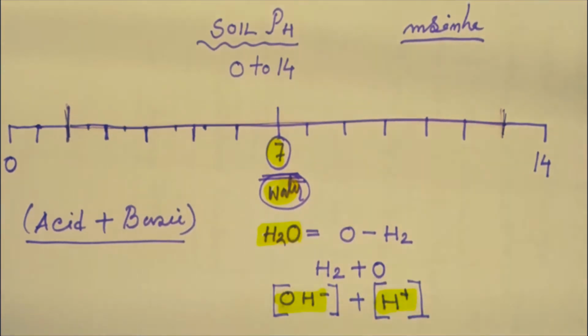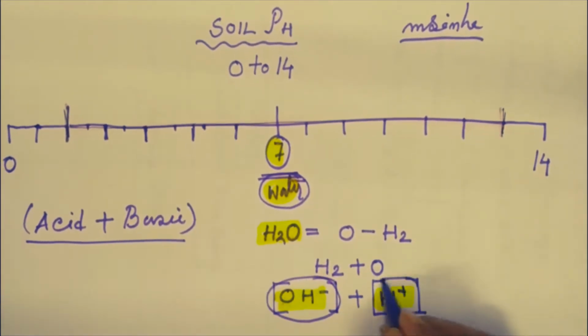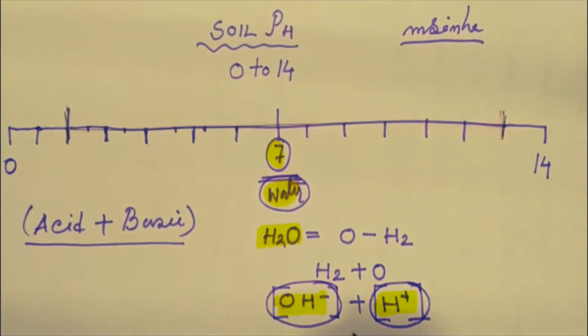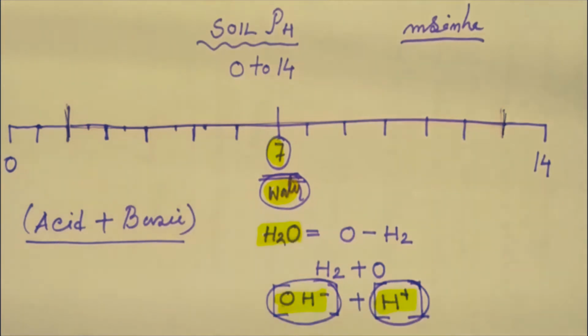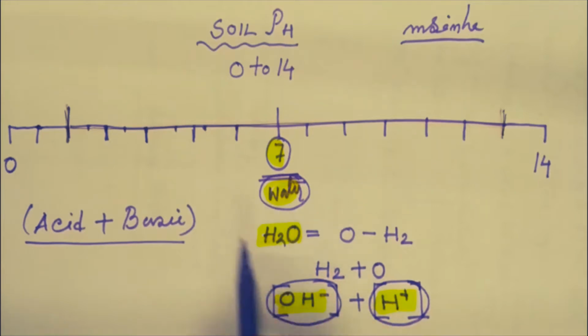In a water solution, the amount of OH minus ion and the amount of H plus ion are equal. That's why it's neutral, not extremely acidic and not basic. So the pH value of water is neutral, that is 7. In a neutral condition, the hydrogen ion concentration and the hydroxyl ion concentration are equal.